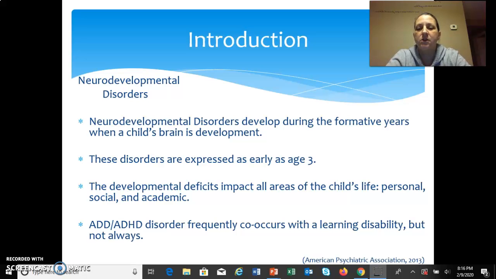This product they usually develop during the formative years when a brain is developing. These disorders are age 3. The developmental deficits impact all areas of the child's life: personal, social, academic. ADD and ADHD disorders often co-occur with learning disability, but not always.